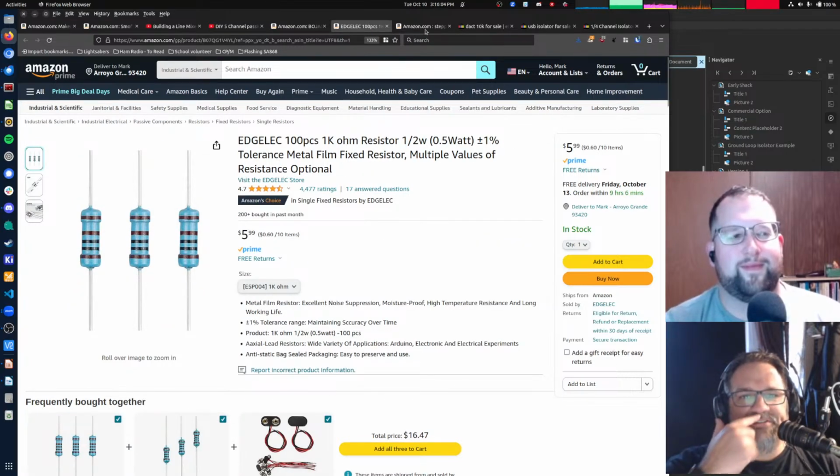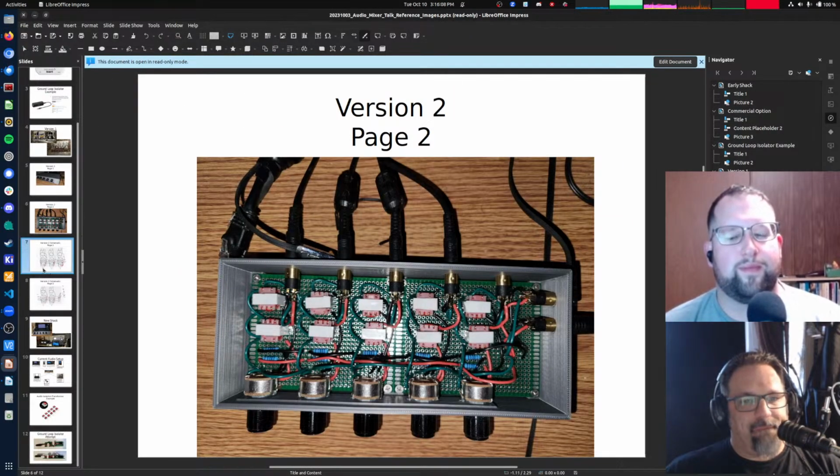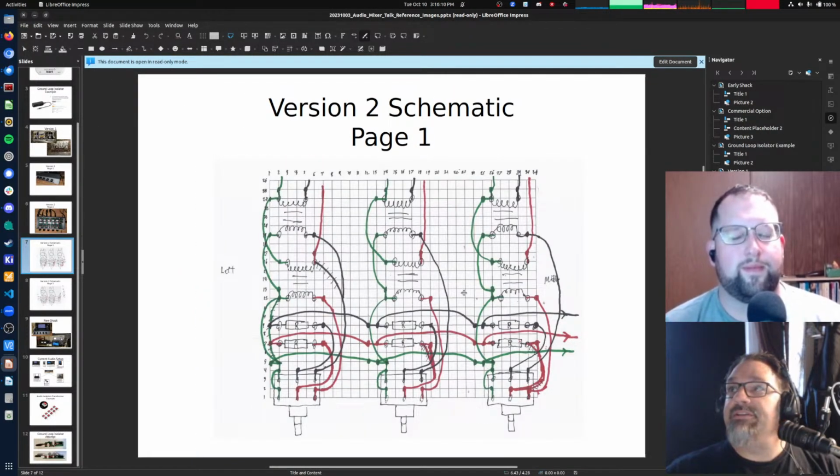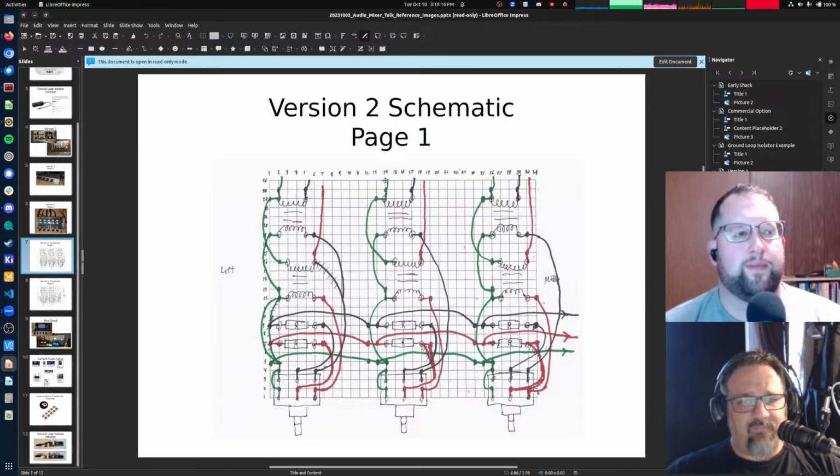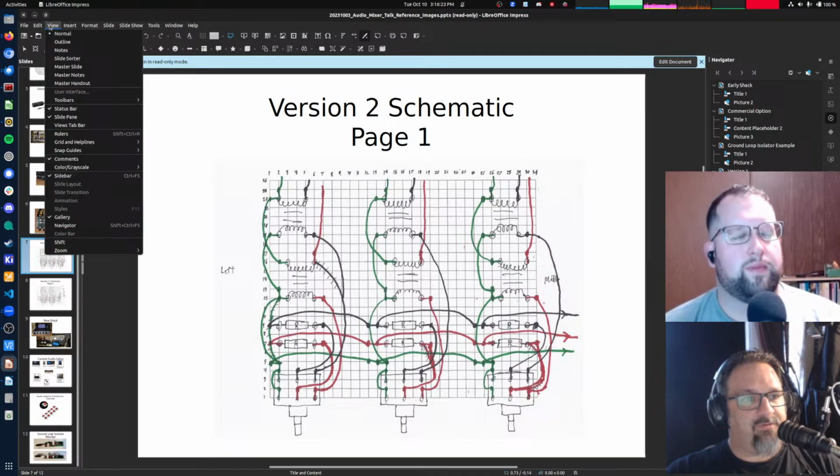So they're 1K resistors. So let's take a look at, I want to go back to this page. And yeah, that's readable on the stream. So this is your schematic. And you have a ground. Let's see if I can zoom in on this a bit.